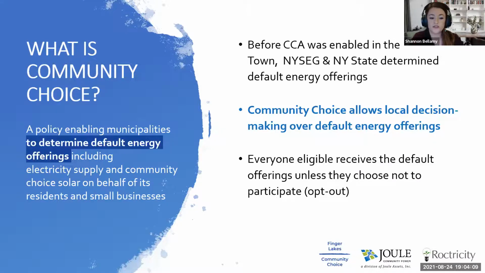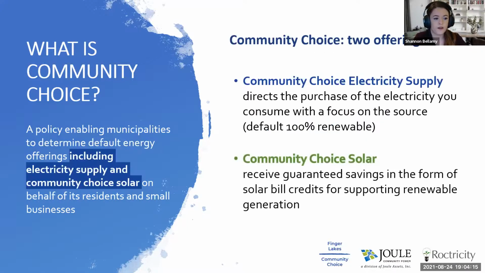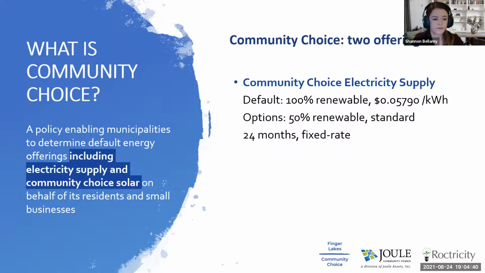Everyone eligible receives the default offering unless they choose to opt out, as we've seen with the electricity supply program, including electricity supply and community choice solar. So here's that new addition of community choice solar. The electricity supply directs the purchase of the electricity you consume, with a focus on the source, which in this case is 100% renewable. And with community choice solar, residents would receive guaranteed savings in the form of solar bill credits for supporting renewable generation. So those are the two offerings we're focusing on.